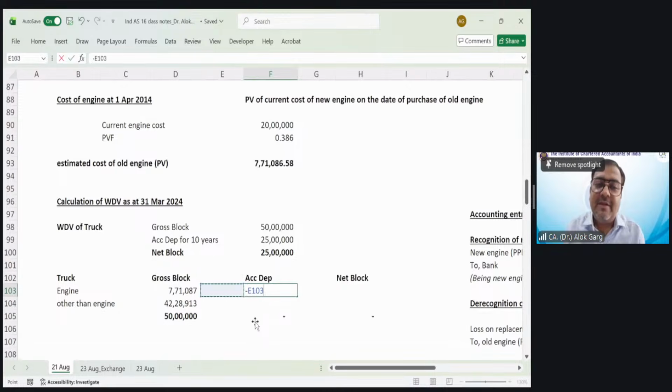See, this 771087 was supposed to be depreciated over a period of 20 years, right? Divide by 20, but 10 years have already gone. It means 50% depreciation has already been charged on this engine also. Will you agree or don't agree? The total depreciation should come as 25 lakh, right? So 50% depreciation has already been charged.